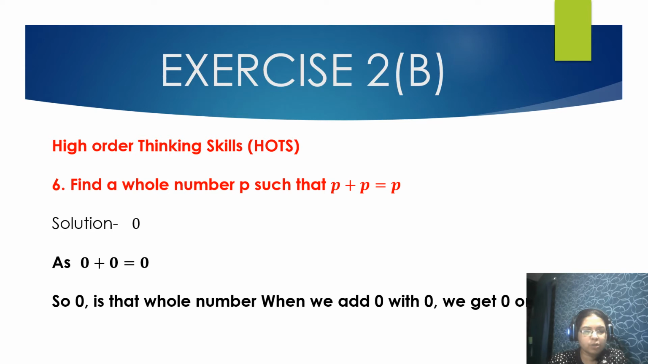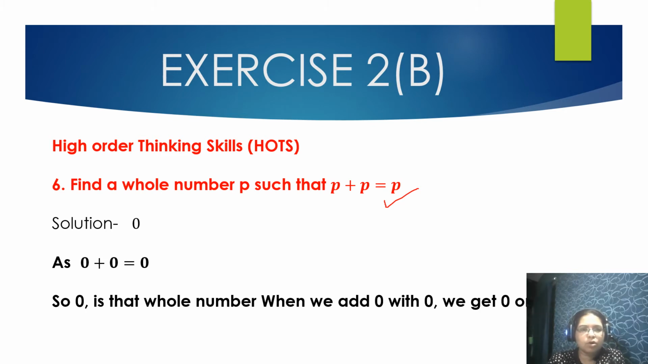Now we will solve question number 6. High order thinking skill, that is the HOTS questions. Question number 6 is find a whole number p such that p plus p equal to p. We have to find a whole number such that when we add it with the same whole number, we get the number itself.